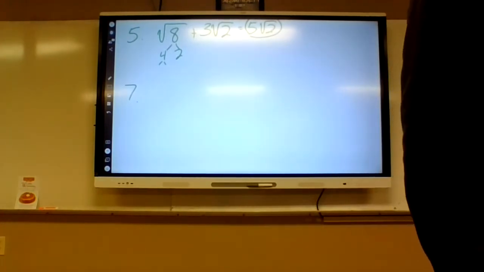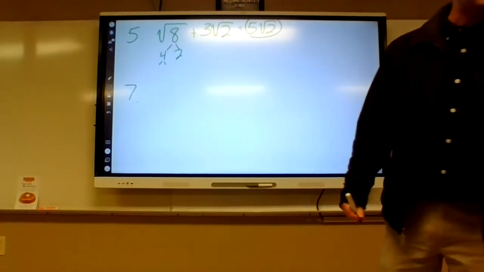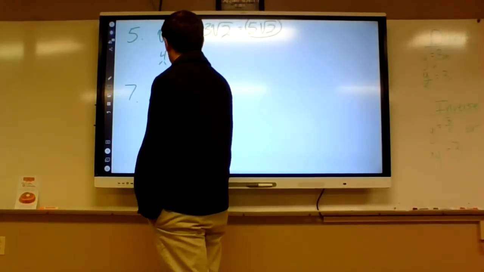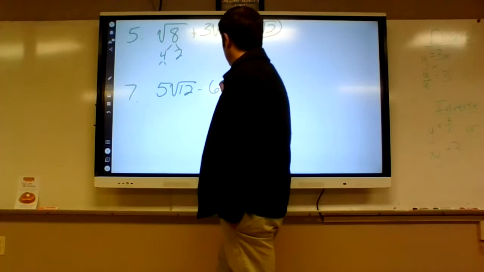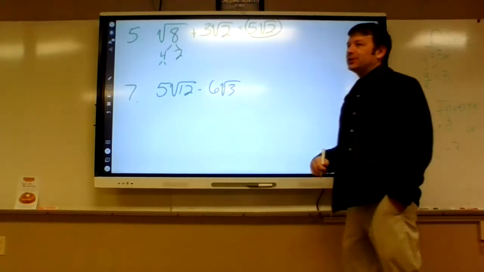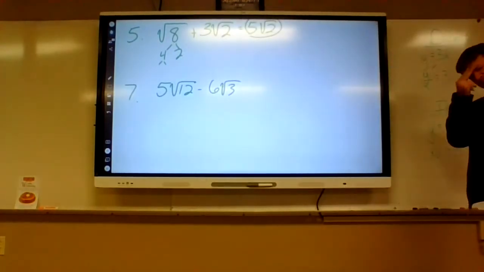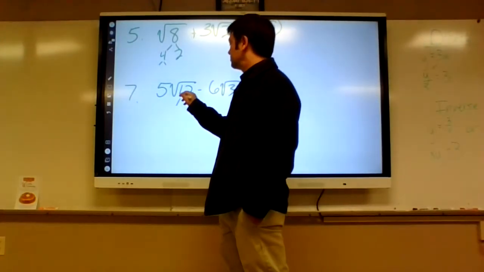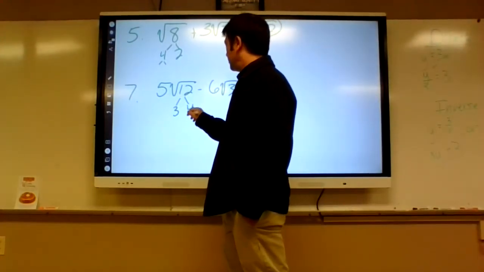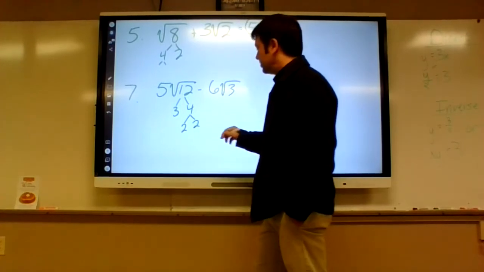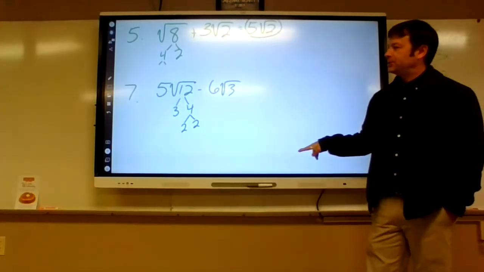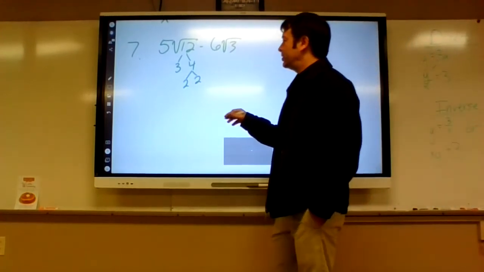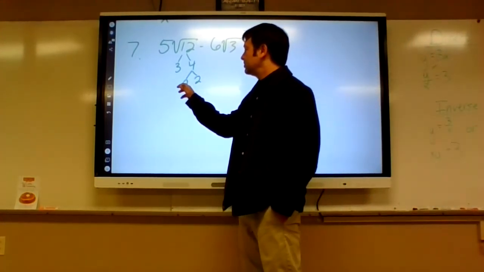7. 5 square root of 12 minus 6 square root of 3. Do either of those square roots simplify? The 12. Because what can go into 12? 3 and 4. Okay, actually I'm not sure we've done something quite like this yet. Square root of 12 becomes what? 2 square root of 3.